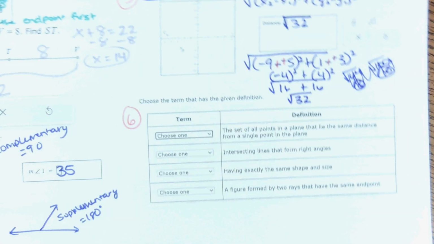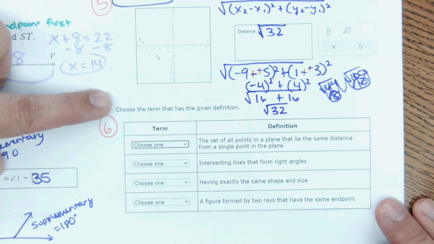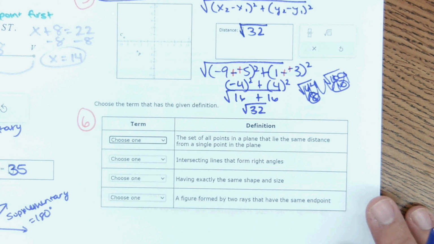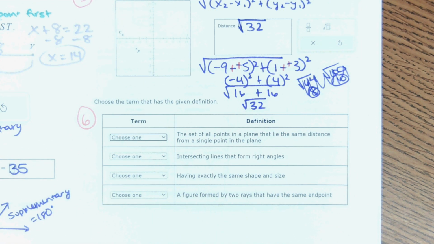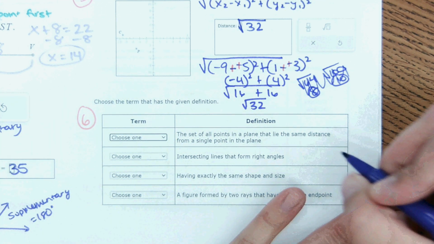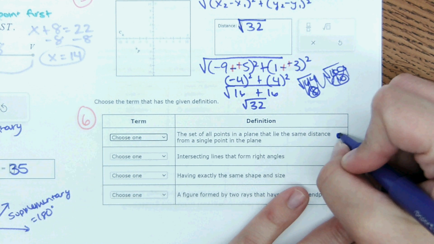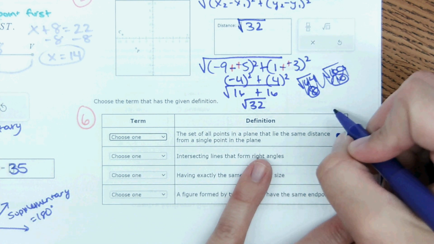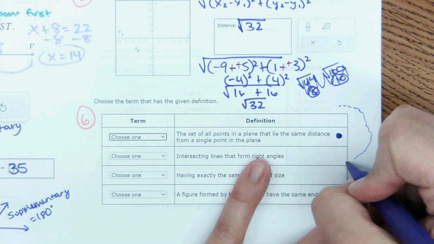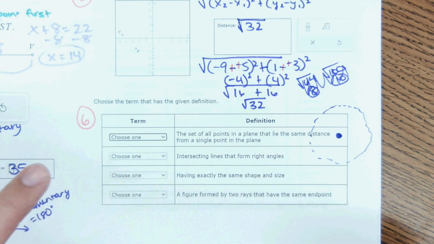Okay, so number 6, it says choose a term that has the given definition. All of these definitions are from chapter 1, so they should be pretty simplistic. There's nothing too crazy on here. Some of them seem a little odd at first, but once you've seen them, you'll remember it. The first one says the set of all points in a plane that lie the same distance from a single point in a plane. This definition actually comes up on testing, like FSA or Best testing, a lot. So you have a point on a plane, and all the points equidistant from that point make a circle.